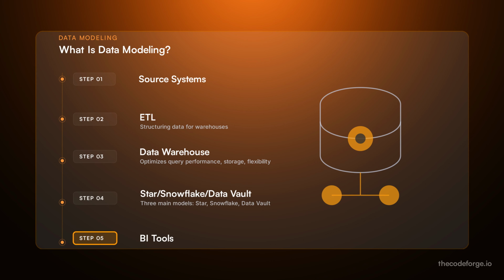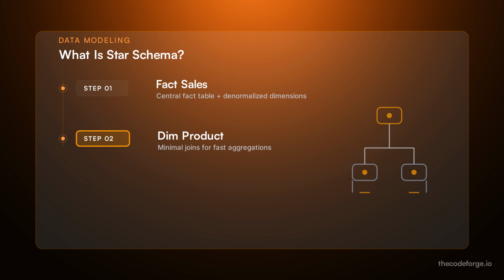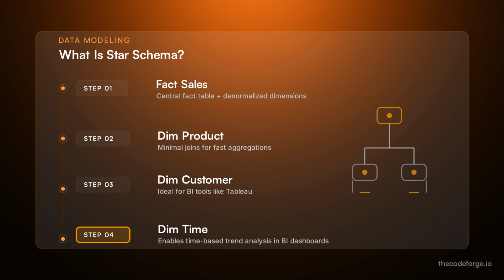Let's start with the simplest: Star Schema. Star Schema has a central fact table surrounded by denormalized dimension tables: customer, product, and time. This structure minimizes joins, making queries fast, and its flat customer dimension is ideal for BI tools like Tableau, while also enabling time-based trend analysis for BI dashboards.